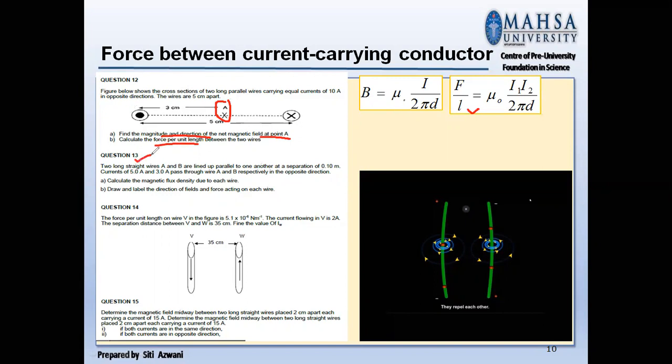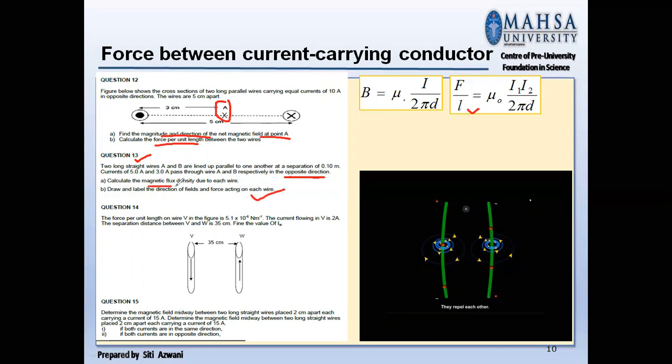In number 13, you have two wires A and B. The distance between the two wires is 0.10. You have the current in each wire, 5A and 3A respectively. Then you have the direction of your current, opposite to each other. So you need to remember the concept: what happened to the force between the two wires, attraction or repulsion, and what happened to the magnetic field B? You need to label the direction of the force acting on this wire for question B here.